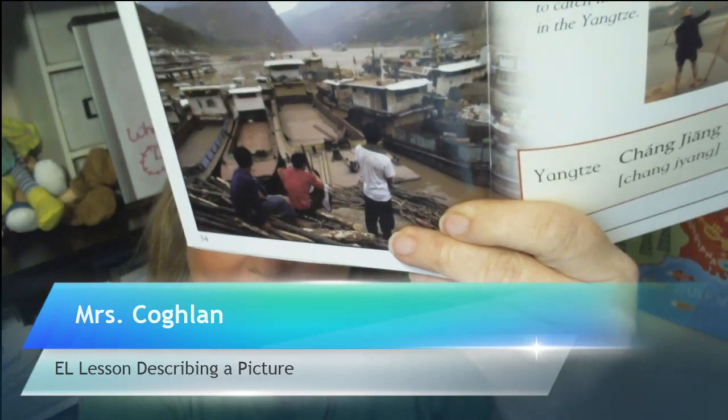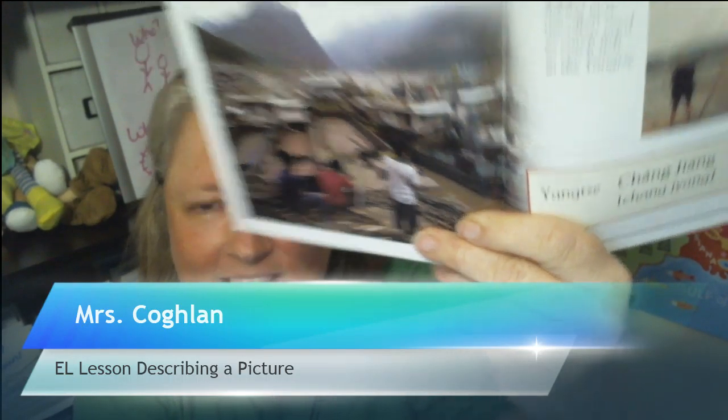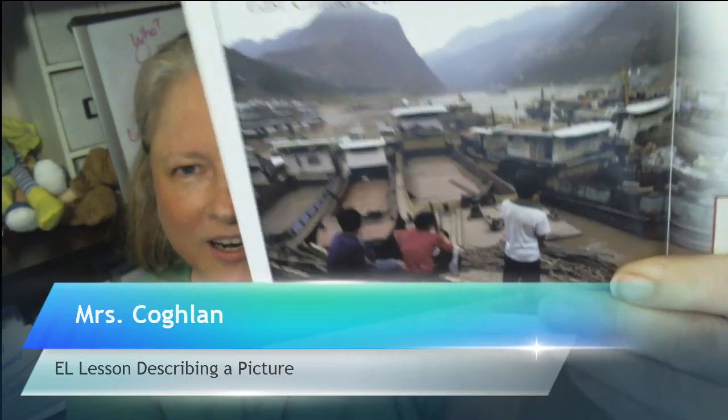And then you can describe some of the things you see here. It looks like these may be houses. Do you think these are houses on the Yangtze River? Maybe so. Yeah, it really looks like it. Or are they boats? Could they be houses on boats? I don't know. You have to look and see what you think is happening in those pictures.